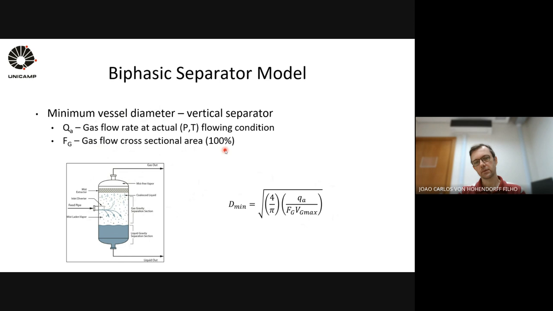So using this equation, I can define the minimum diameter of this vertical separator. For horizontal separators it's similar, but what is important to understand is that I can think about the opposite side. Depending on the diameter of my equipment, I define the maximum gas flow rate I can separate from this equipment.